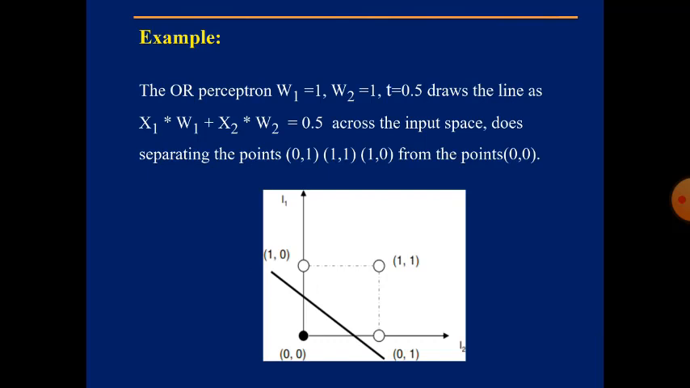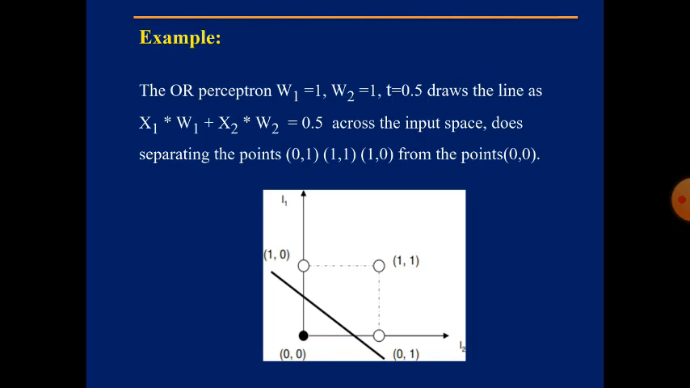So it can be represented with an example. If you see the example, here the author is telling: w1 is 1, w2 is 1, whereas the threshold value is 0.5. Here we are drawing the line, like we have just seen in the formula x1w1 plus x2w2 equal to t, where t equals 0.5. Let us suppose we have different inputs like 0 0, 0 1, 1 0, 1 1.